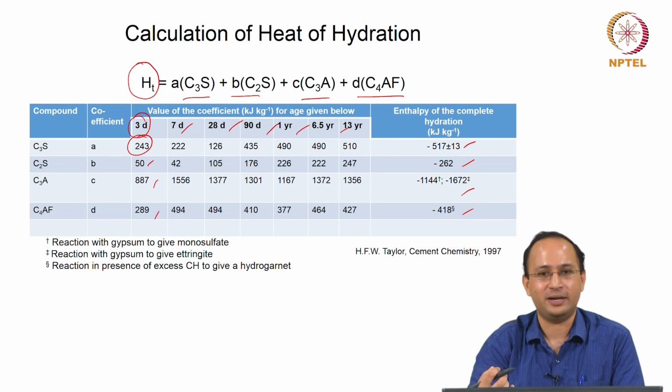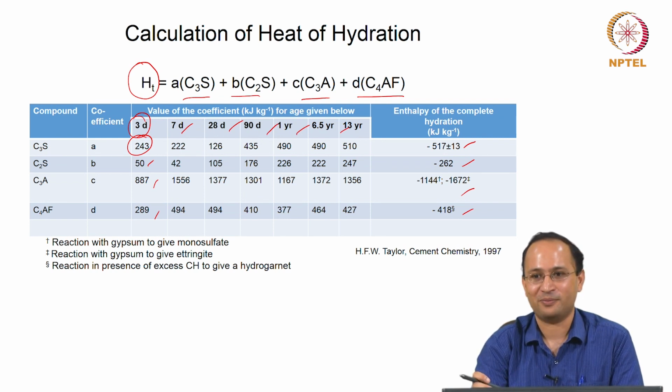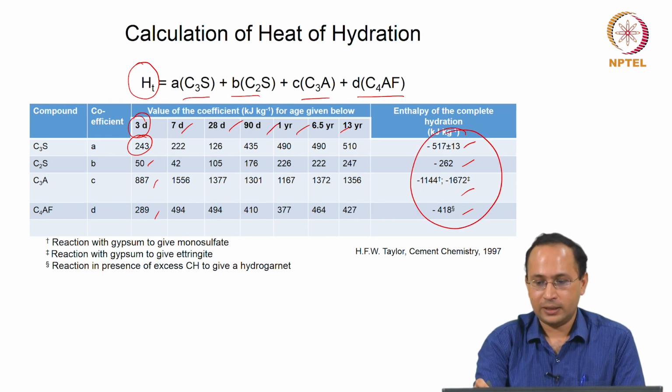Now your Portland cement is nothing but a mixture of C3S, C2S, C3A, C4AF. Now you know the values for the pure phases, right, and you know how much C3S, how much C2S, how much C3A you have, right. You can calculate the total heat of hydration. And also see here for C3A, this value 1144 is for the reaction with gypsum to give monosulfate, and 1672 is for the reaction with gypsum to give ettringite, right. You have these different reactions.